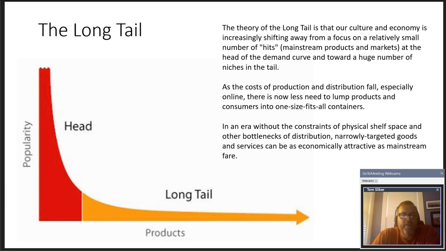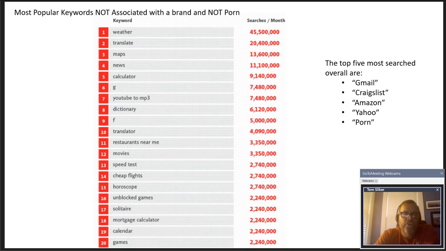And so we're going to talk a little bit more about these niches out there in the tail and how important it is. One thing about the head is that you're competing with everybody, right? If we look at the top 20 keywords on Google, if you get rid of all the ones that are brands, so things like Gmail, Craigslist, Amazon, Yahoo, and if you remove all pornography, these are the top 20 keywords that people are typing into Google. And so they're very general. They're very difficult to edge your way into a category of search where there's so many people already there.